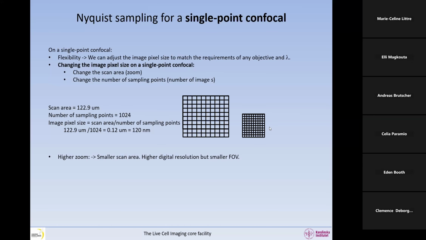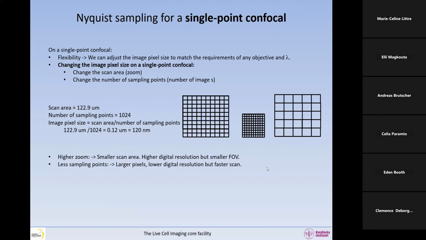So if we now use a higher zoom, we have a smaller scan area and we have a higher digital resolution because the pixels are smaller. So I have a better digital resolution, but we have a smaller field of view. So we always need to compromise. If we now decide to have fewer pixels, we're going to have larger pixels and therefore a lower digital resolution, but we have a faster scan because we don't need to jump between too many spots.